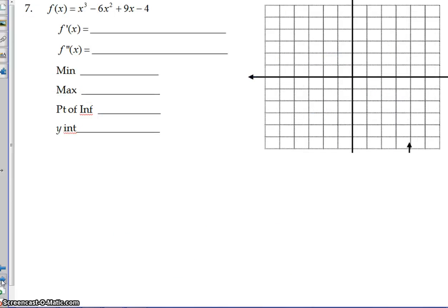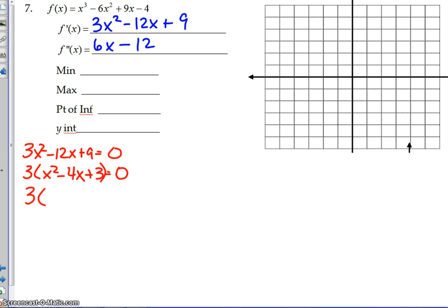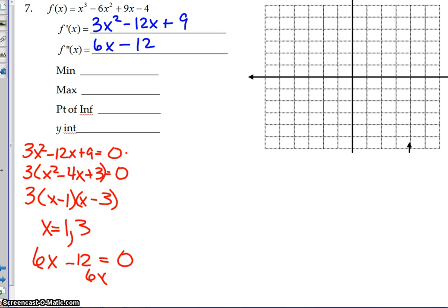Let me do another one for us as quick as I can because I'm going to run out of time. I'm going to pause it here and you're going to see these magically appear. Okay, so what I did is I found the first derivative and set it equal to 0. I factored out the 3, and now I need to factor and ask what two numbers multiply to get 3, but when I add them I get a negative 4. So it turned out to be a negative 1 and a negative 3. So my x values could be 1 or 3. Then for my second derivative, I set that equal to 0. 6x would equal 12, and x would equal 2.